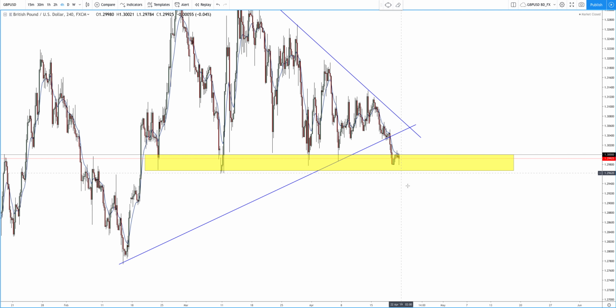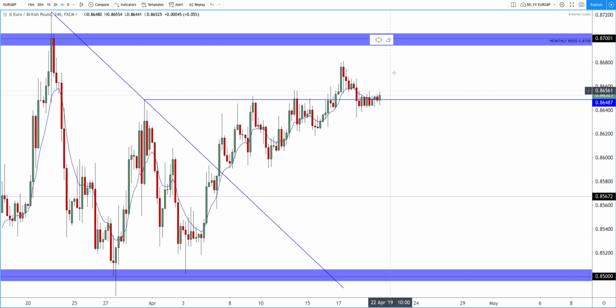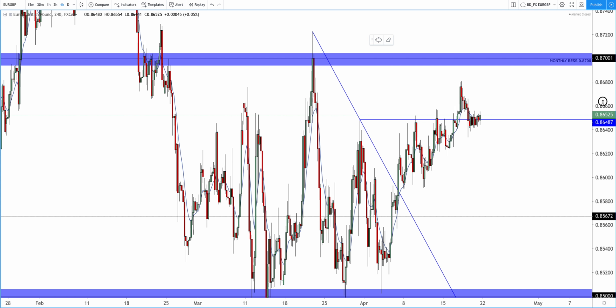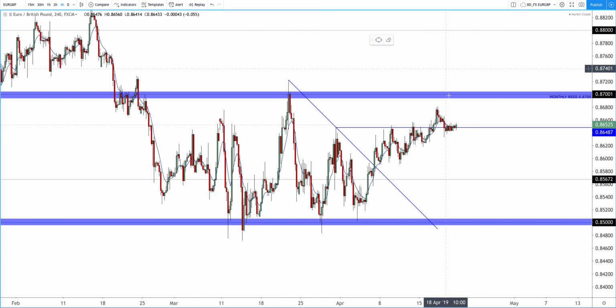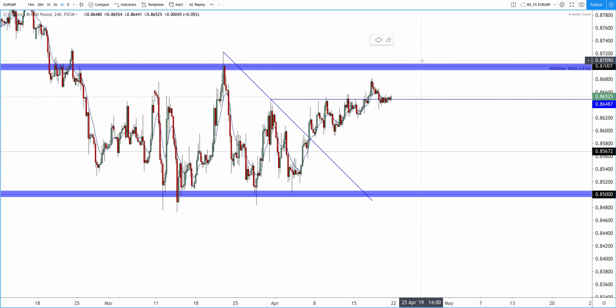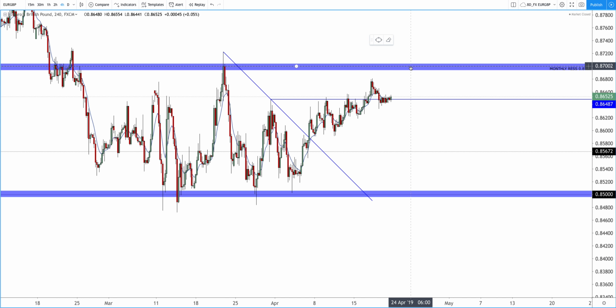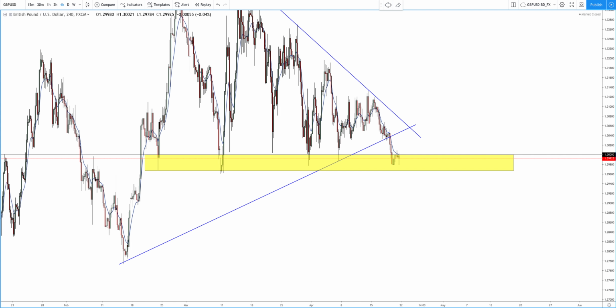But if the pound does push lower and get weaker, then this means that Euro GBP will push to the upside. And then from there, from this monthly key level at 0.8700, I will be looking to see how this pair acts. But with GBP USD, if we do push down to the downside and then push up, then I would expect to see a rejection on Euro GBP and a push back down to the downside.